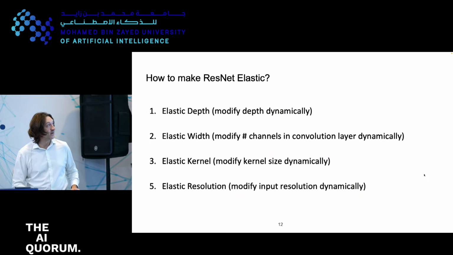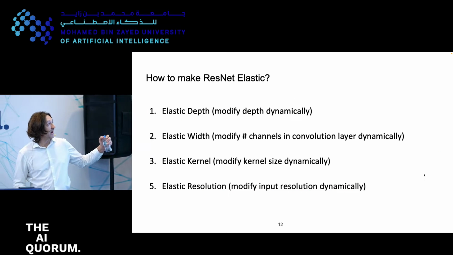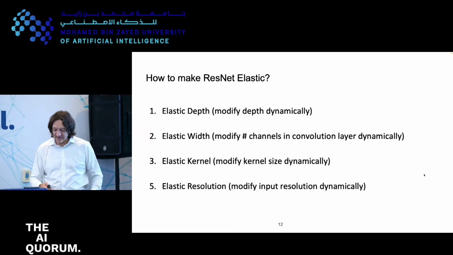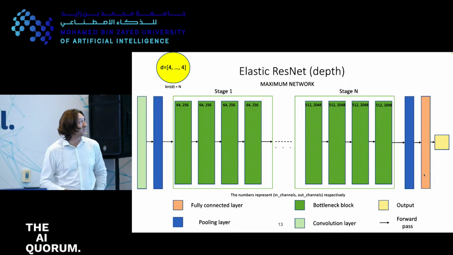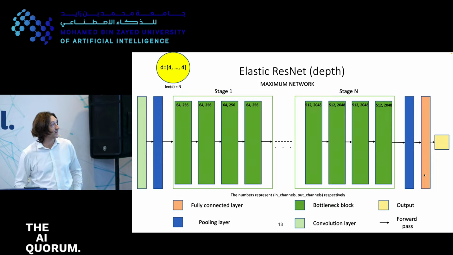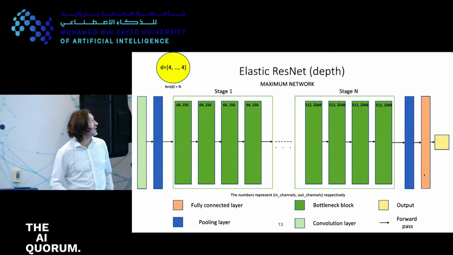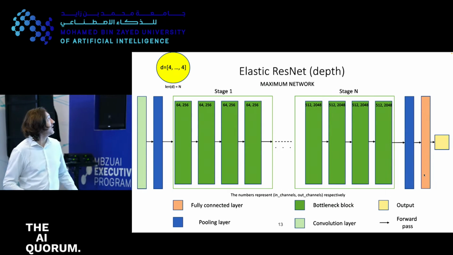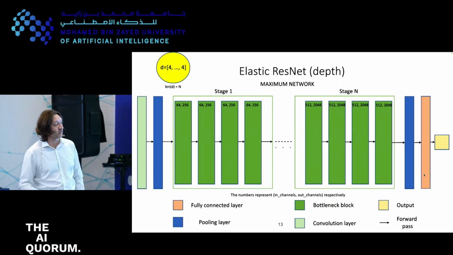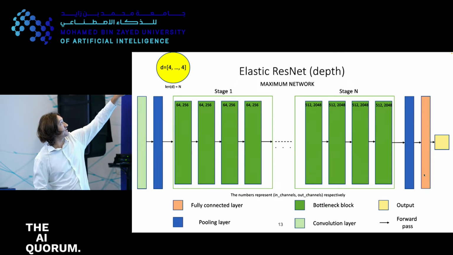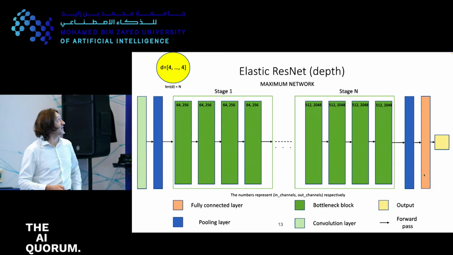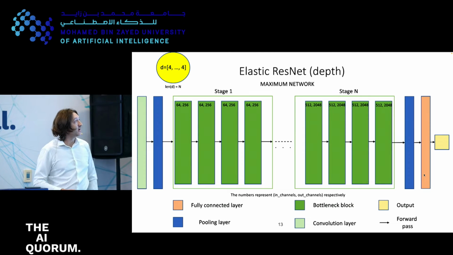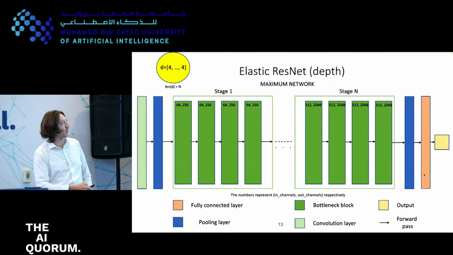And basically, the way we achieve elasticity is by looking at the depth, width, kernel, and resolution, and making them elastic. Just as an example, let's take a look at this. We have some n stages, and each stage consists of 4 bottleneck blocks. In this case, this is the maximum number of bottleneck blocks per stage. And we have this D list that keeps track of how many bottleneck blocks we keep per stage. So the ith element of D corresponds to how many bottleneck blocks we have in stage i.